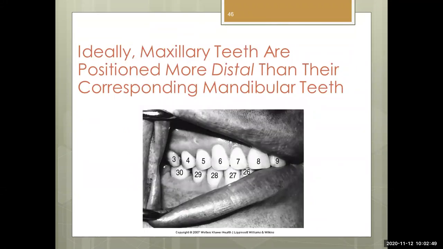Now look at this. Ideally, the maxillary teeth are positioned more distal than their corresponding mandibular teeth. Does that make sense to you? The maxillary teeth, this is the lateral here. So let's look at the canine. The maxillary canine is positioned more distal than the mandibular corresponding tooth. Number 7 is more distal than number 26. Number 4, second premolar, is positioned more distal than the mandibular counterpart. The other way of saying that is the mandibular teeth are positioned more mesial.